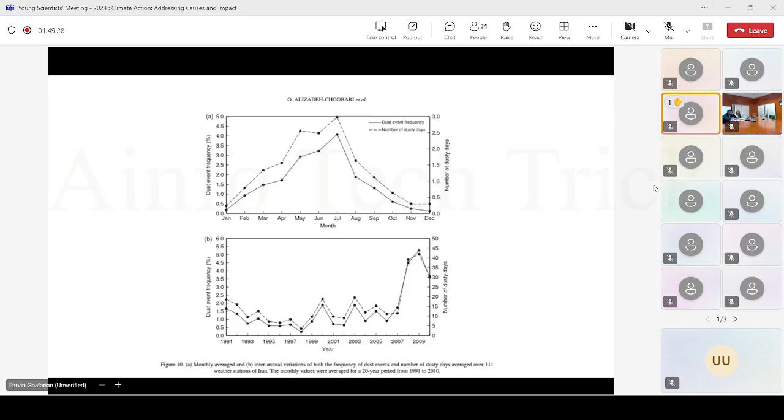And there is noticeable year-to-year variation in both dust frequency and the number of dusty days. And here, both measures show a general increasing trend over the 20-year period, suggesting a possible increase in dust activity in Iran.